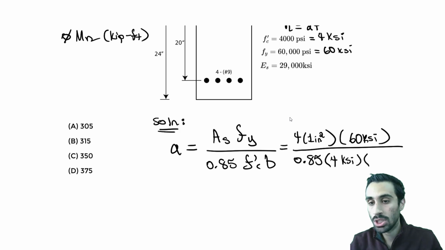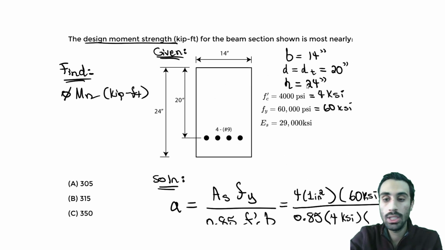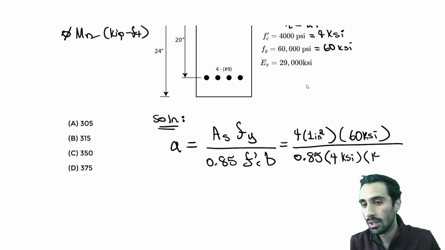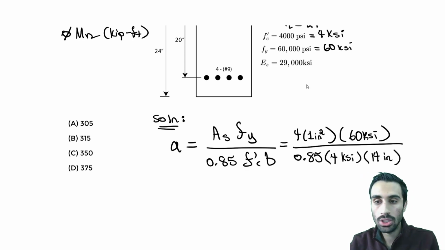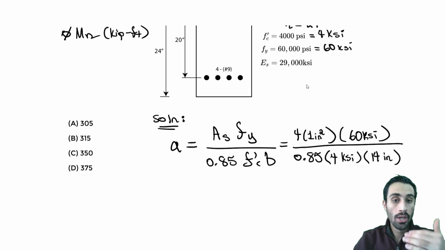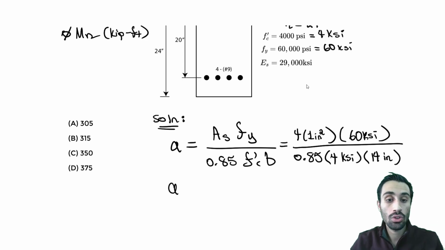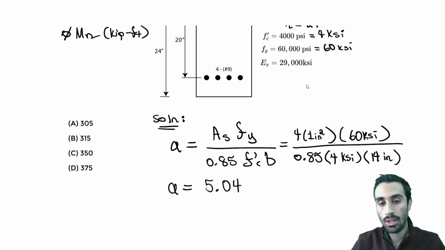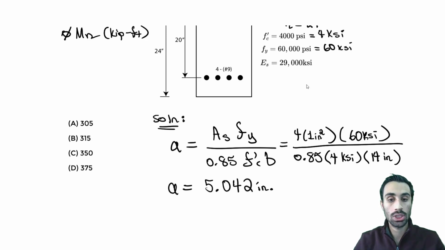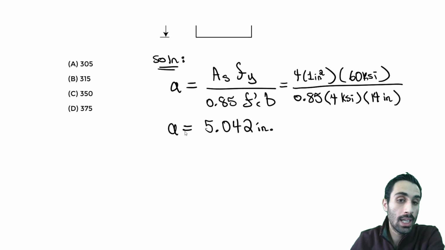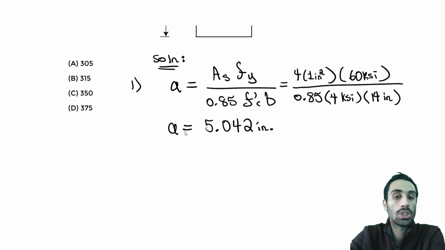Then you take that times the B value. The B value is 14 inches. So note here, inch, kip per square inch, kip per square inch, inch. It looks good. So as an output, we should get A in terms of inches. So now when you solve for A, you get 5.042. Double check that with me and check my math, please. But you should get that in inches. So now we have the A value, and that's step 1.